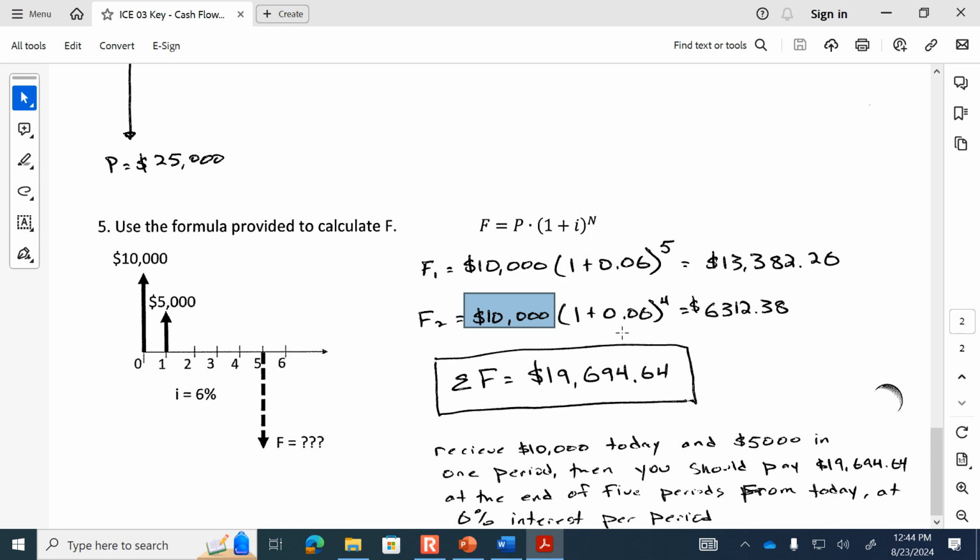19,694 and 64 cents. So it would be wrong if you wrote 19,000. It would be less wrong if you said 19,600. On these, where you've got a formula, you should be able to remain accurate to the nearest penny. So that's the expectation when you're using what I'll call the equation method. Later in the semester, when we start using factor tables, you aren't necessarily able to be accurate to the nearest penny. There's going to be some round off with the factor tables. But for the equations, round off to the nearest penny.